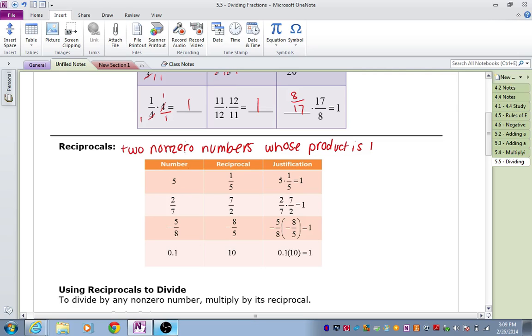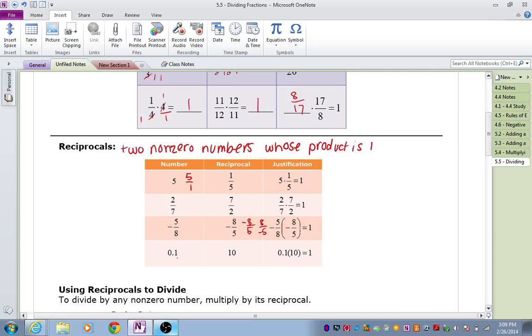5, which is really 5 over 1. We flip it, it becomes 1/5. So 5 and 1/5 are reciprocals. 2/7, its reciprocal is 7 over 2. Negative 5 over 8, that negative doesn't really matter right now. You just flip your numbers, 8 over 5, and you stick the negative back on. Remember, we can stick the negative up top also, or we can stick the negative in the bottom.